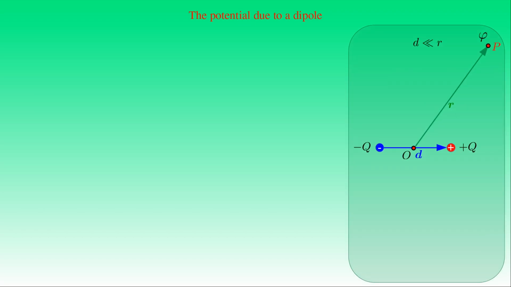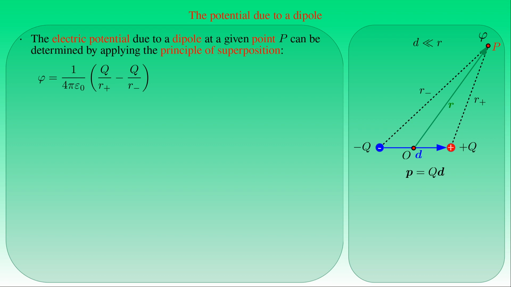Based on this result, we can determine the electric potential due to a dipole in the region far from it. We will compute the potential phi at the point P at the distance r from the midpoint O of the dipole, which is much greater than the distance d between the point charges minus q and plus q. Here the electric dipole moment p is given by the product of the charge q and the vector d pointing from the negative charge to the positive one. The principle of superposition tells us that the electric potential phi at the point P is equal to the sum of the electric potentials due to the point charges plus q and minus q at the same point.